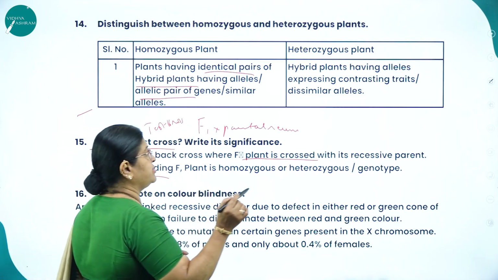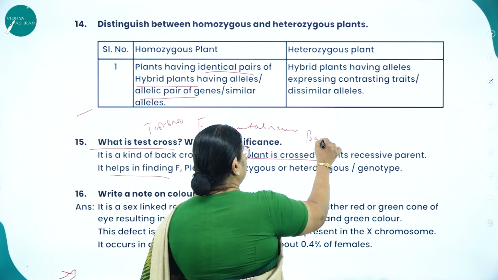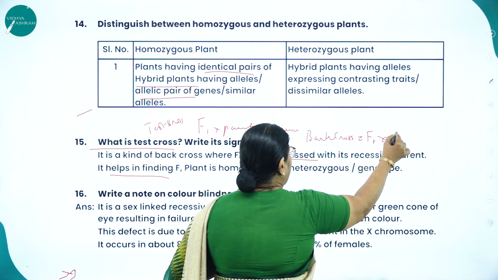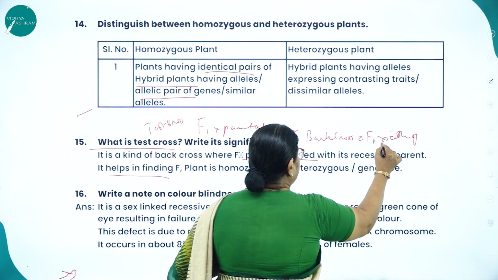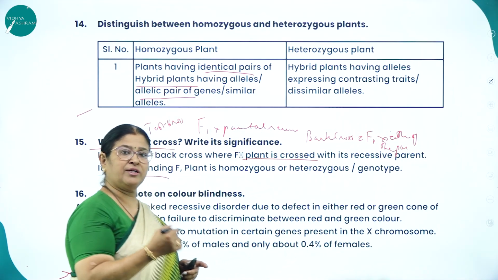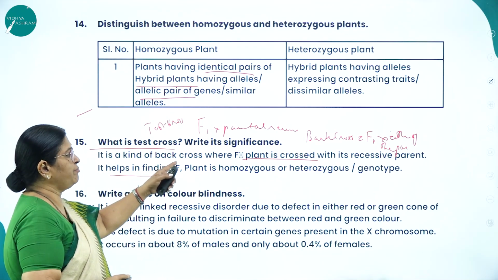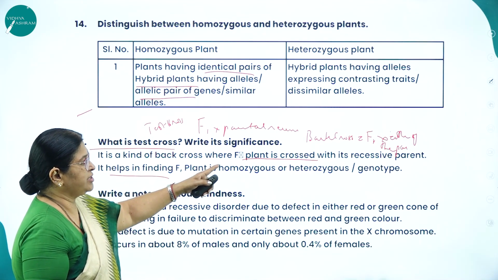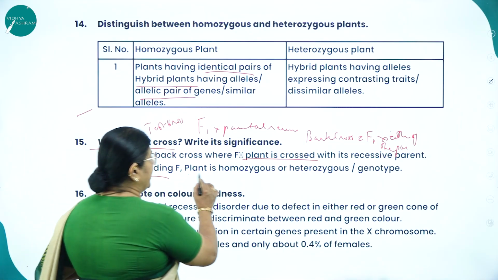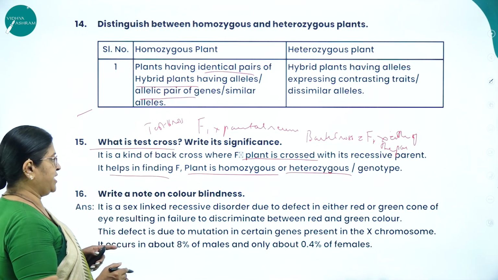What is back cross then? Back cross is F1 into either of the parents. It might be the dominant parent or the recessive parent. Test cross is a kind of back cross where the F1 plant is crossed with its recessive parent. It helps in finding what? Whether the F1 plant is homozygous or heterozygous.